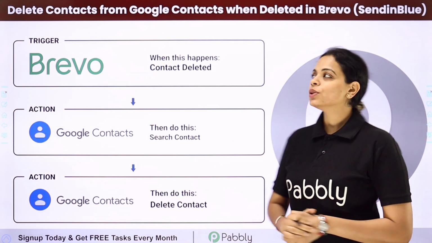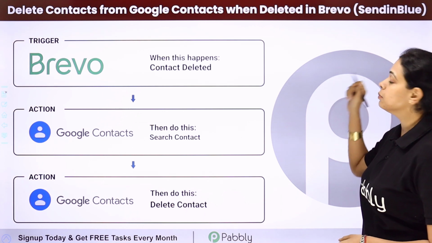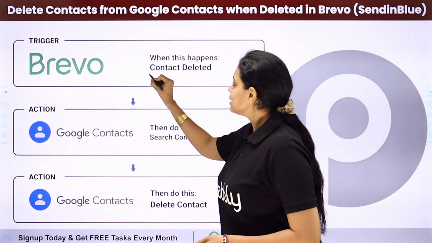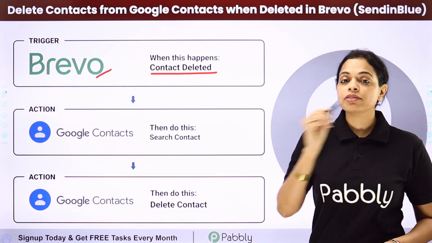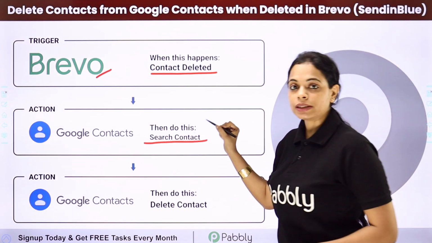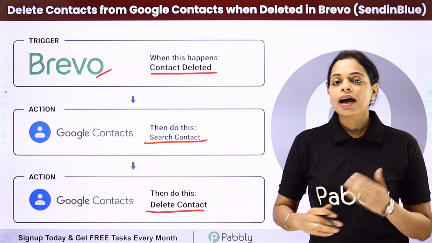In this video, we are going to see how to delete contacts from Google Contacts when deleted in Brevo, which was previously SendinBlue. So every time a contact is deleted from the CRM, then I want that the same contact should be deleted from my Google Contacts. For that, first I'll be searching for that particular contact. If it is there, then I'll delete that contact from Google Contacts. How can that be done?